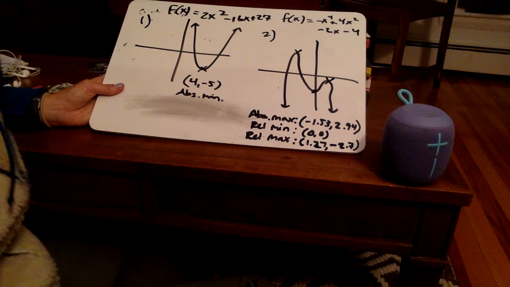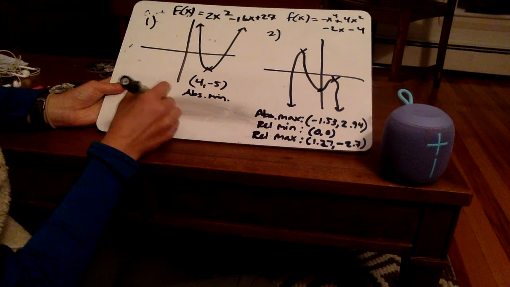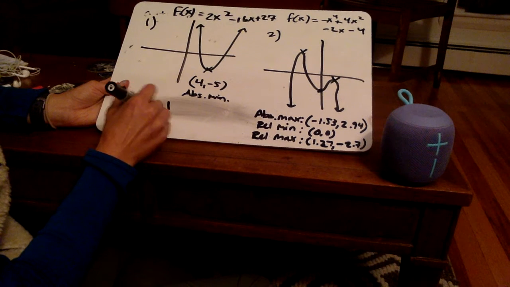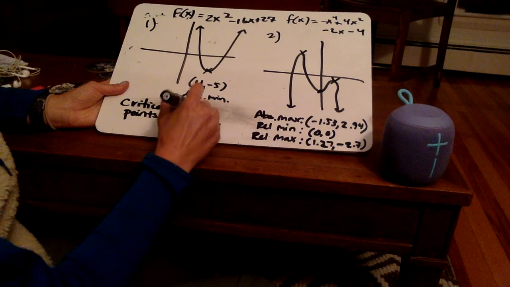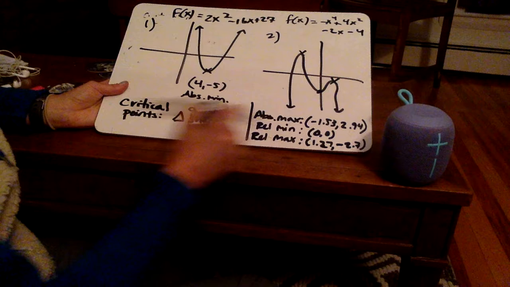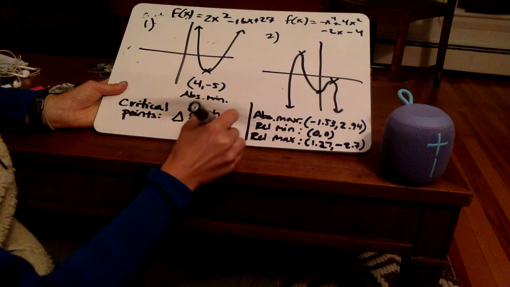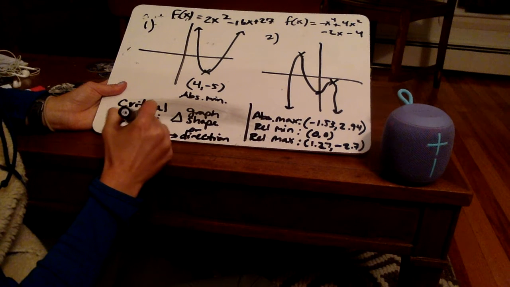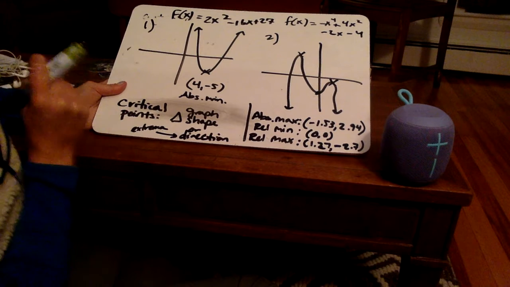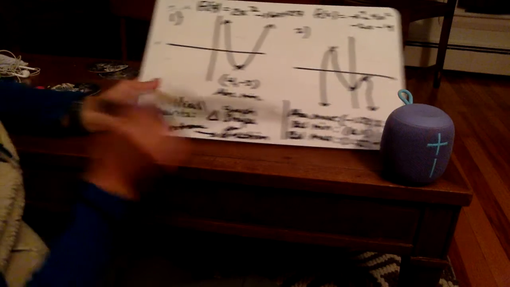So to summarize, critical points are where the graph changes shape or direction. And extrema are where they change direction. So this is extrema. And we can see those in absolute maximums, absolute minimums, relative maximums, and relative minimums.